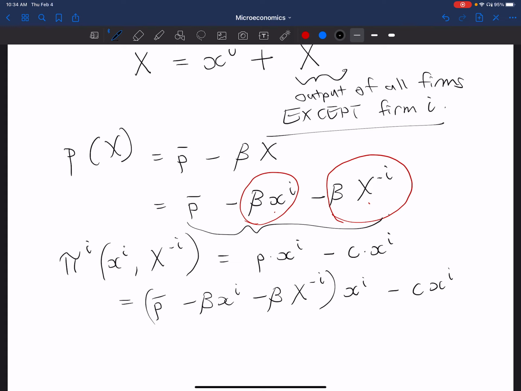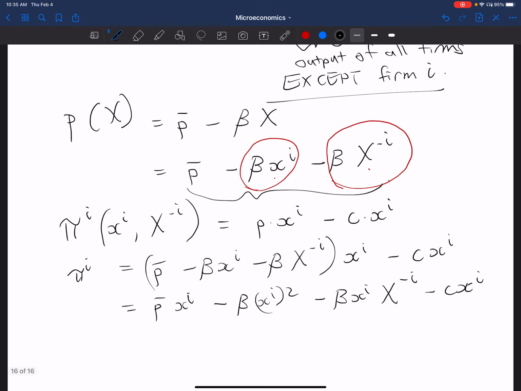Excellent. So what's our next step? If this is the profit for firm I, we have to differentiate it with respect to X. Just a few things to note here: if we first multiply this out, we have P bar X super I minus beta X super I all squared minus beta X I capital X minus I minus Cxi. So that's our full profit function.